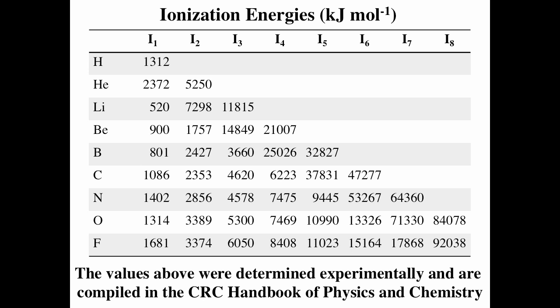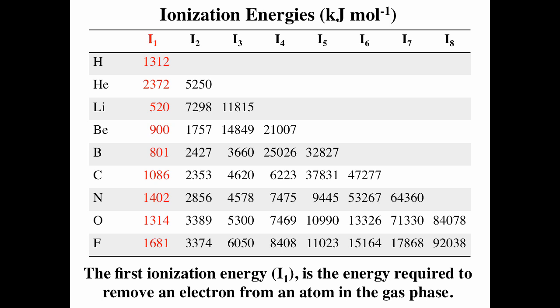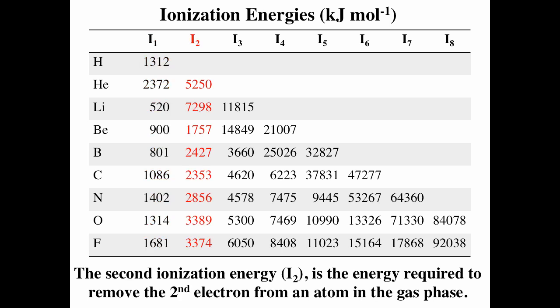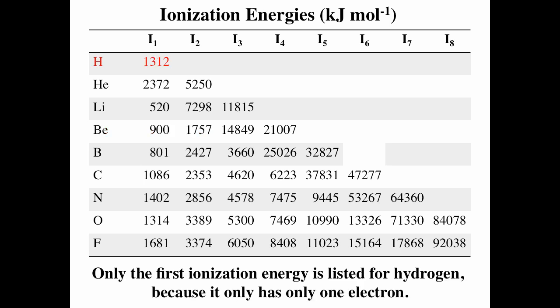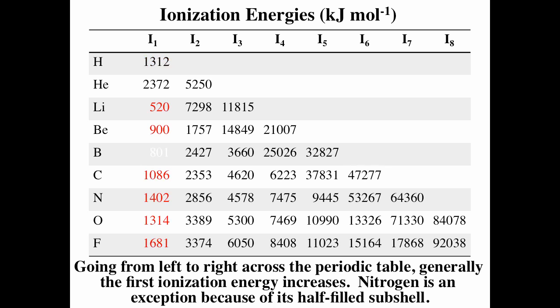Now here's a table of ionization energies. Again, I1 is the energy required to remove the first electron. I2 is the energy required to remove the second electron. And so if beryllium forms a +2 ion, then it takes 900 to remove the first, 1,757 to remove the second. And so to go from beryllium to a beryllium +2 would take 2,657 kilojoules per mole. Obviously, only the first ionization energy is listed for hydrogen because it only has one electron.